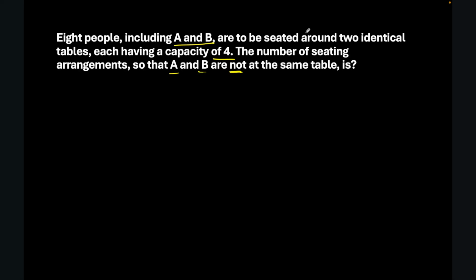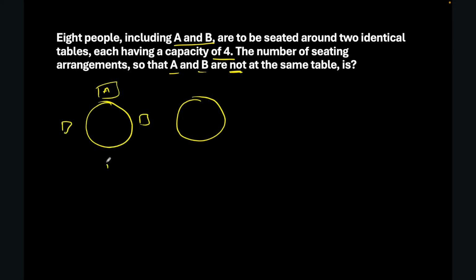Okay, so if they're not on the same table, let me draw 2 tables first. Let's say person A is in here, we have 3 empty slots, and B is here, again 3 empty slots, right? So we have 6 empty slots. Now what's going to be the answer?